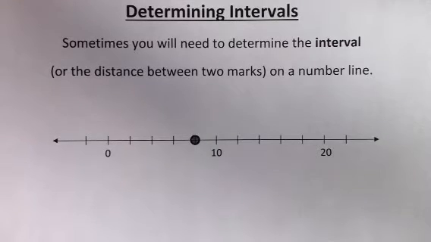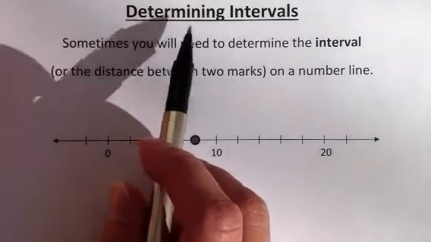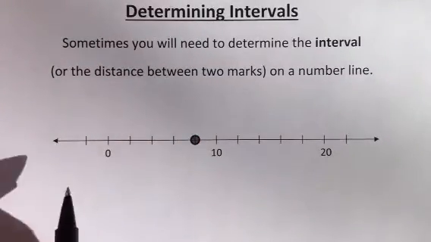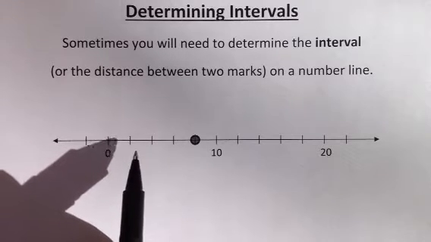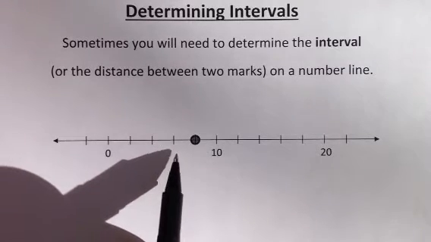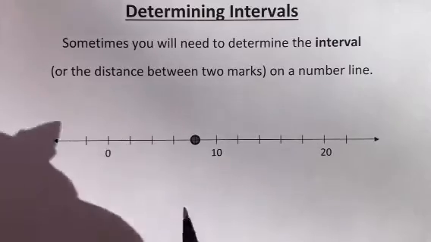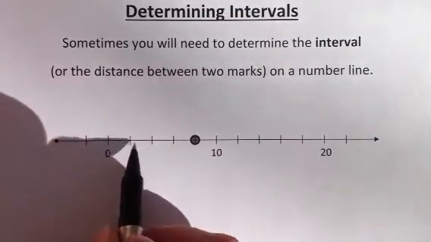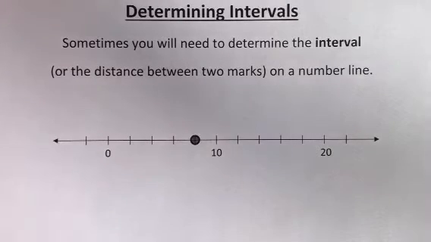An important skill when looking at number lines or graphs is being able to determine intervals between marks on a number line. You're not always given a number at each mark, so you need to know what that distance is. So that's called an interval. Sometimes you'll need to determine the interval or distance between two marks on a number line.